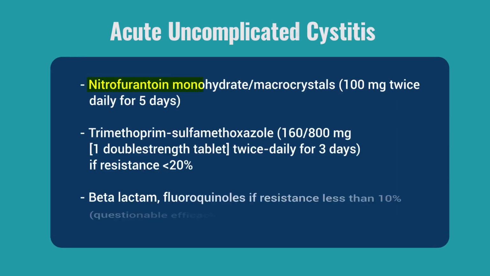It consists of, you might want to consider giving the patient nitrofurantoin 100 mg twice daily for 5 days, or you want to consider trimethoprim sulfamethoxazole in the dose of 1 double strength tablet twice daily for 3 days, or a beta-lactam or fluoroquinolone can also be considered. The reason that fluoroquinolones are not very much accepted is the emerging amount of resistance seen to fluoroquinolones.